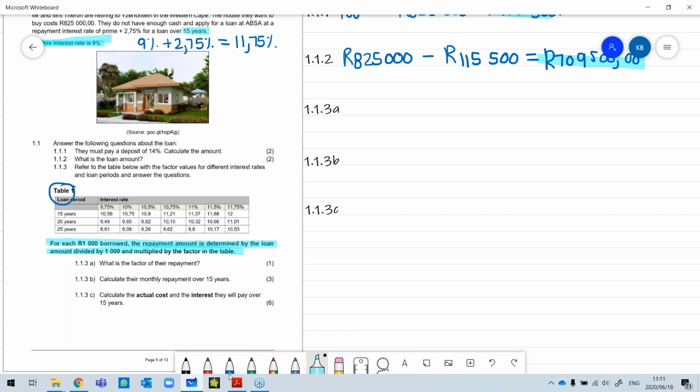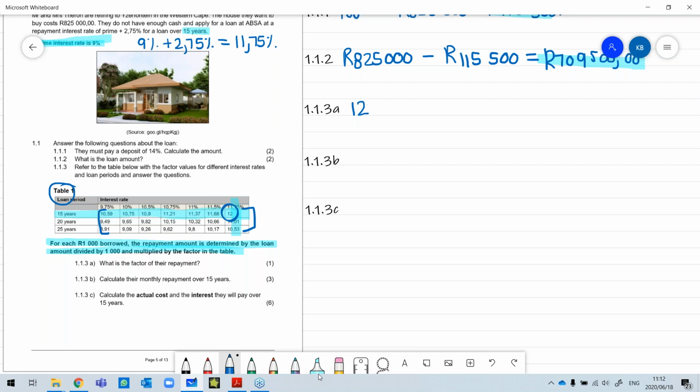Therefore, if we look at table 1, we are going to be working with the row for 15 years as that is the loan period. And then you will see in the last column, it gives us our interest rate of 11.75. And where our two lines meet or cross is at the value 12. Therefore, the factor of their repayment will be 12. Remember, all the values on the inside of this table are known as factor values.